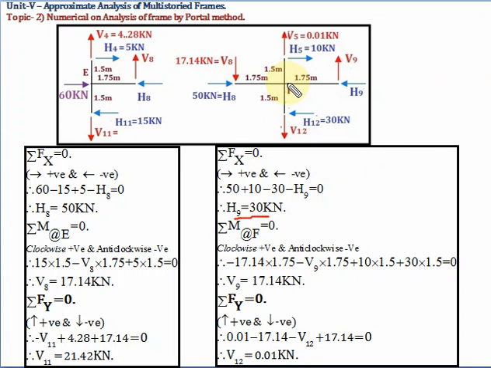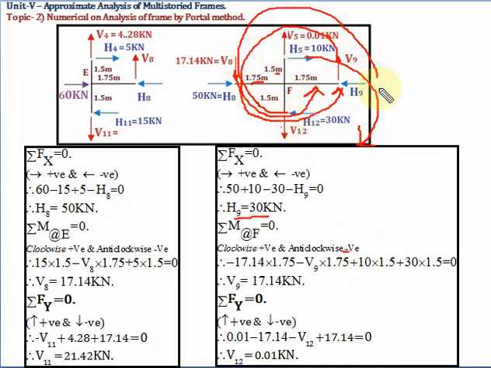Now take the moment at F equal to 0. Consider clockwise positive, anti-clockwise negative. So 17.14. How is it acting? Anti-clockwise, minus. What is the distance? 1.75. What is the next force now? V9. How is V9 acting? Again anti-clockwise, minus. What is the distance? 1.75. Now 10, how is 10 acting? Clockwise. 10 into, what is the distance? 1.5. And the last one is 30, acting clockwise, so plus. So 30 into, what is the distance? 1.5. By solving this we'll get the value of V9.